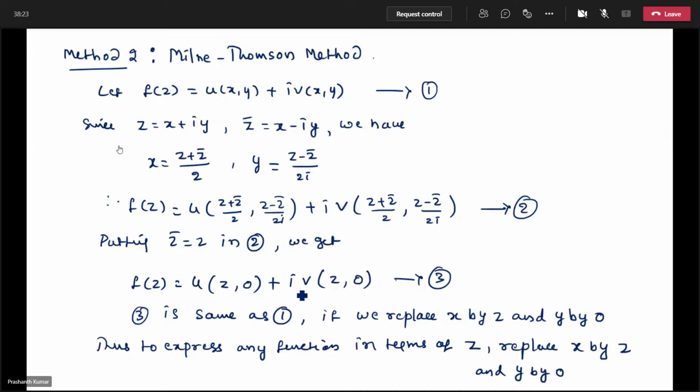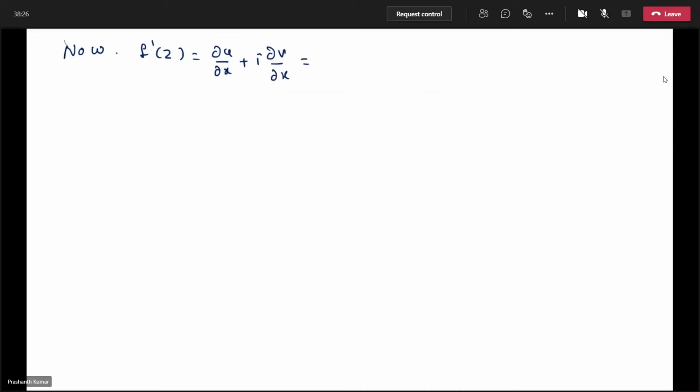From this one, what I am finding: f dash z is equal to, I am taking as dou u by dou x plus i dou u by dou y. This is equal to dou u by dou x minus i dou u by dou y, by the Cauchy-Riemann equations.